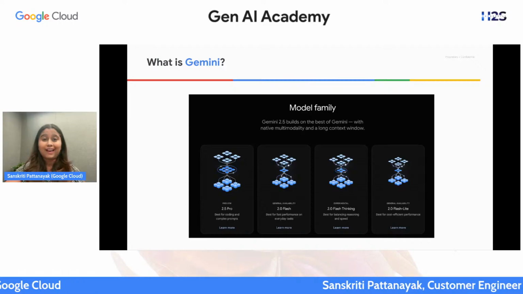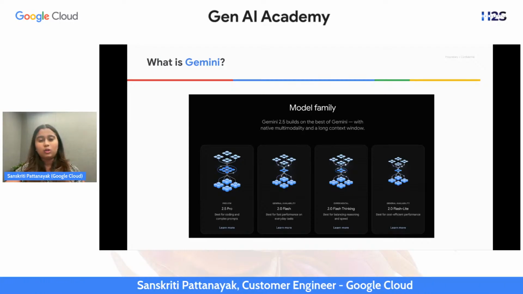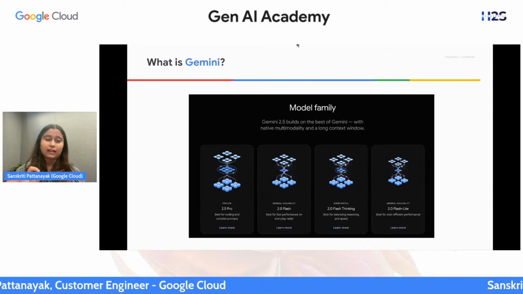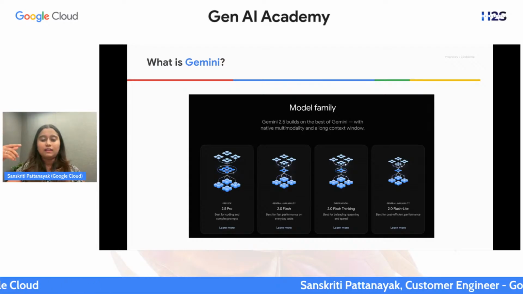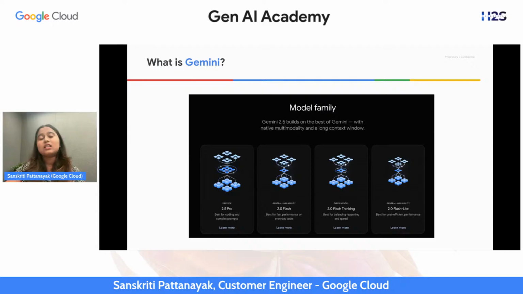When we say 2.0 Flash Thinking, the idea is that in a thinking model, you also get the thought process behind the LLM response, right? So it's not just going to give you an LLM response, but it's also going to say that, hey, this was my thought process behind it. This is my mind map, and this is how I've come to the answer.